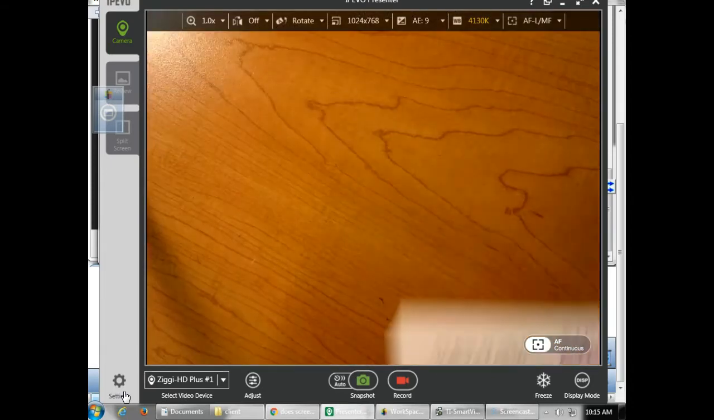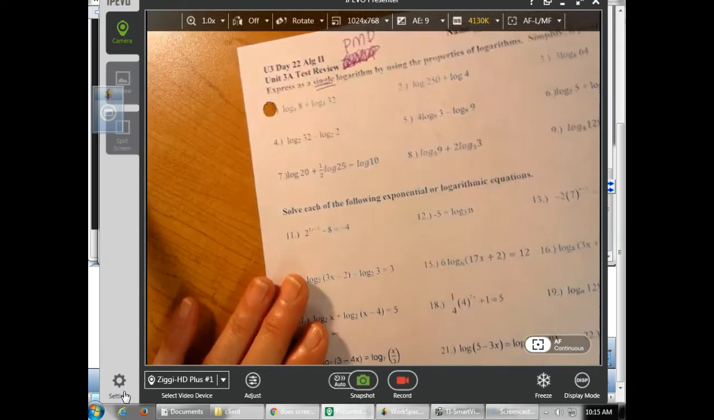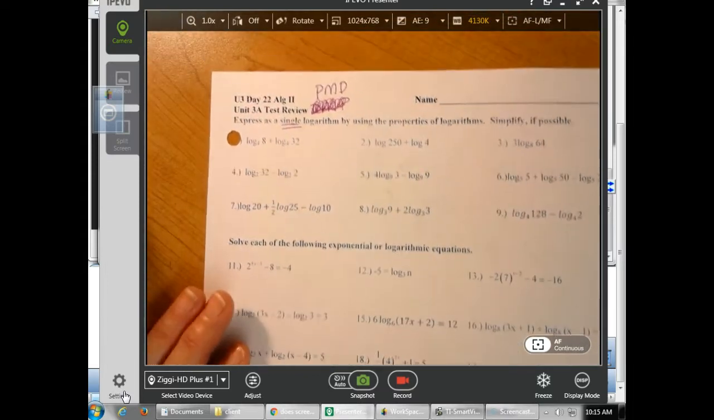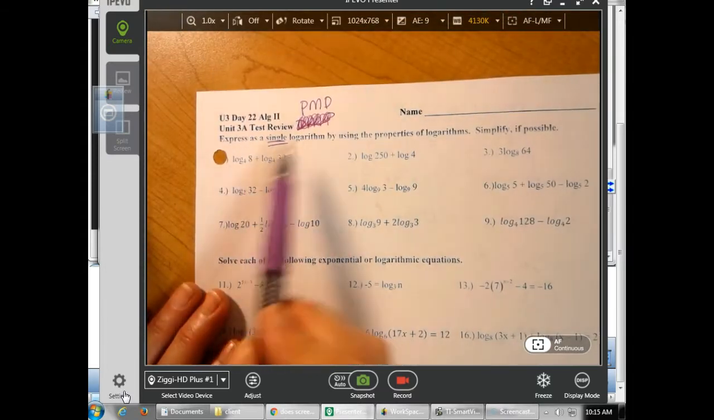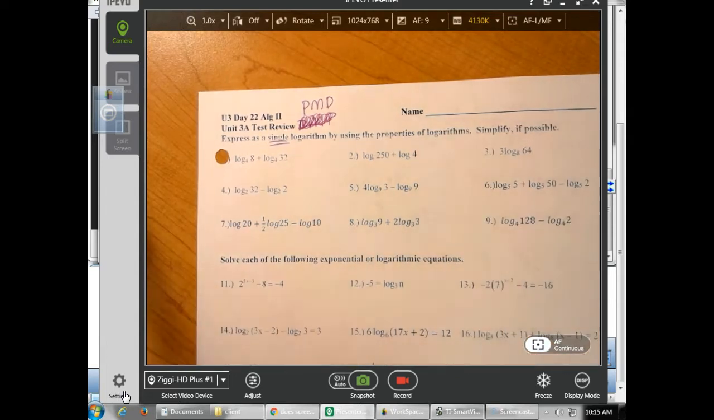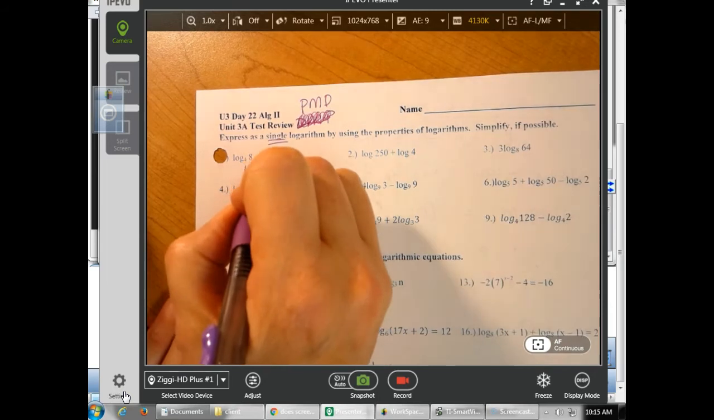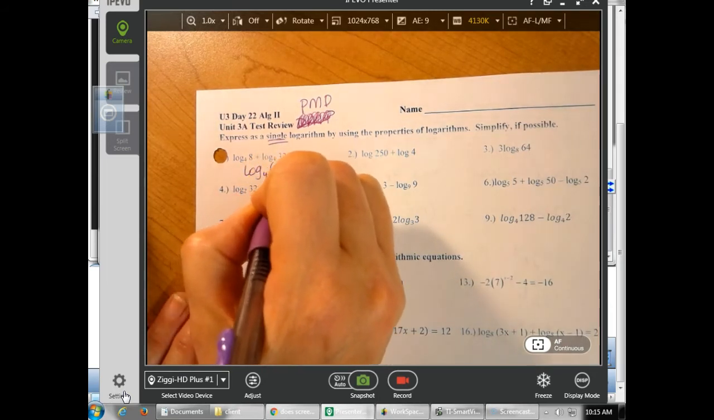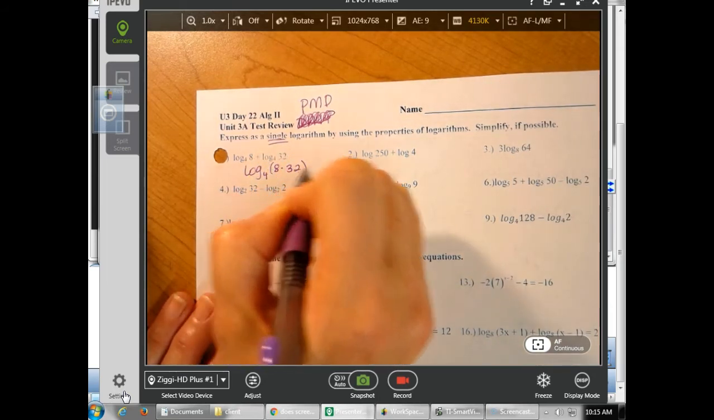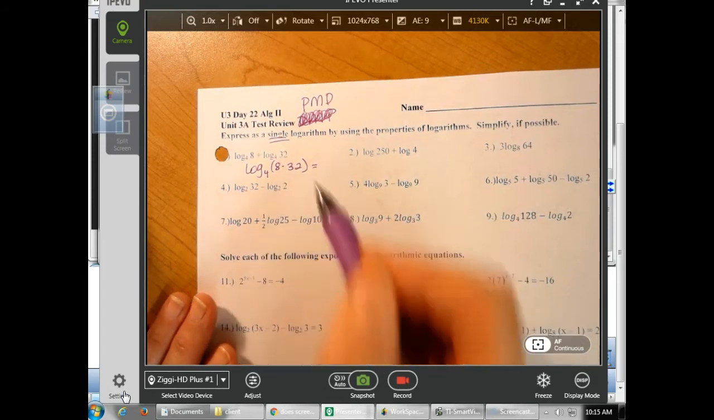So let's set up some of these. I'm not going to do them all with you, but I'll get you started on quite a few of them. So number one, this whole section is just about condensing. So I need to get them down to 1 log. If I'm using addition, I would condense with log base 4 and I would say 8 times 32. And then, of course, I would simplify that down a little bit more.